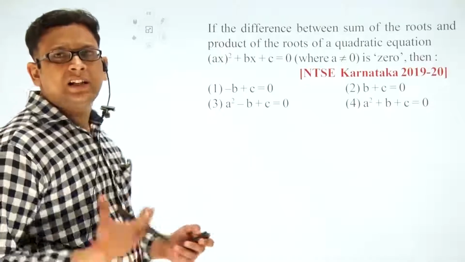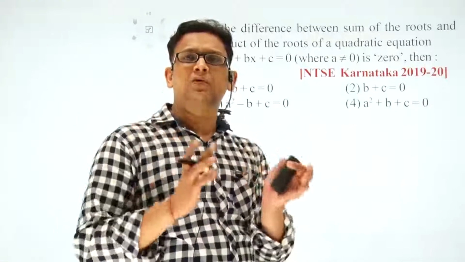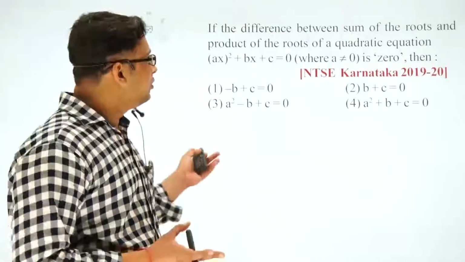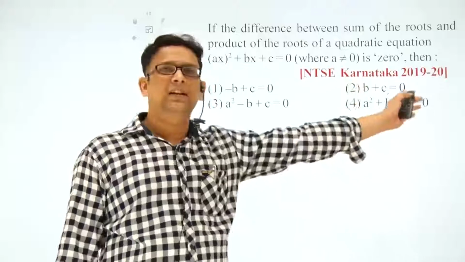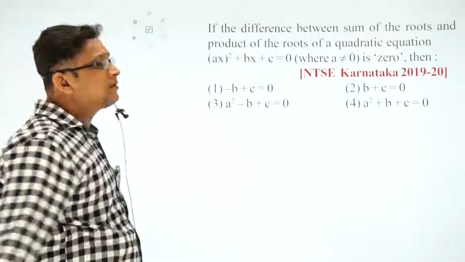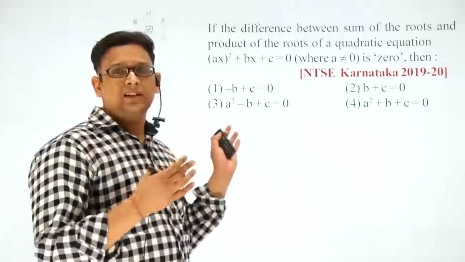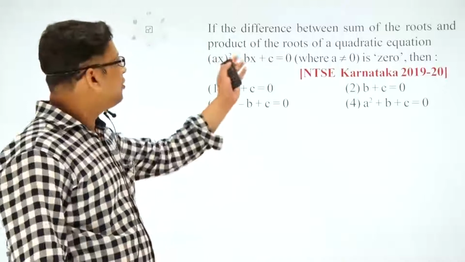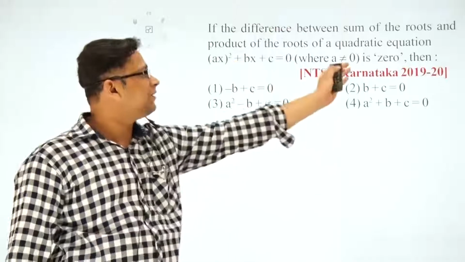Again, this part is basically related to the topic of polynomials, that is the relation between the zeros and the coefficients of the polynomial. So this question is basically related to the NTSE stage 1 Karnataka region in 2019-20. The question says that the difference between the sum of the roots and the product of the roots of a quadratic equation is equal to 0.